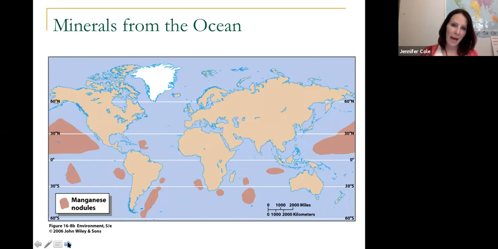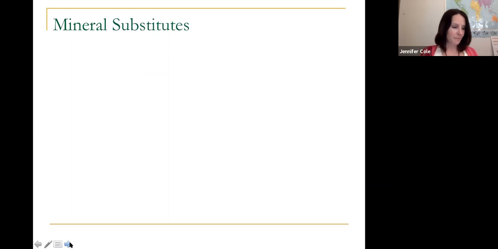This is a map of manganese nodules from way back in 2006. Here you are. And they occur at depth. These brown areas are where manganese nodules are. It's a dated slide, but the places haven't changed and they haven't grown. Most of the stuff that we're looking at over here, this is the most promising area. It's called the Clipperton Fracture Zone. And so we could get some minerals from the ocean.